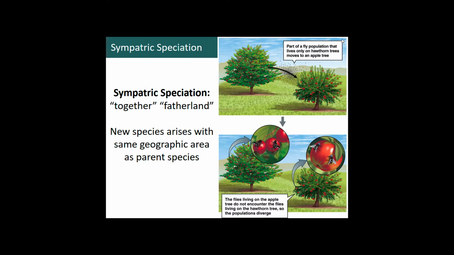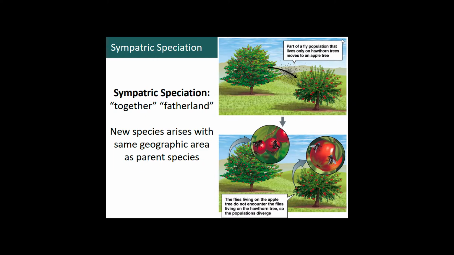But I want to move on and talk about sympatric speciation. The word sympatric means together, same homeland. So unlike allopatric speciation, we don't have a physical distance or a physical barrier between the species that arise. Instead, they arise in the same place. And so new species arise within the same geographic area as the parent species.